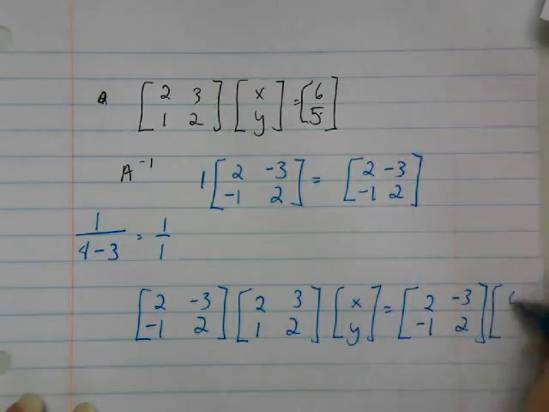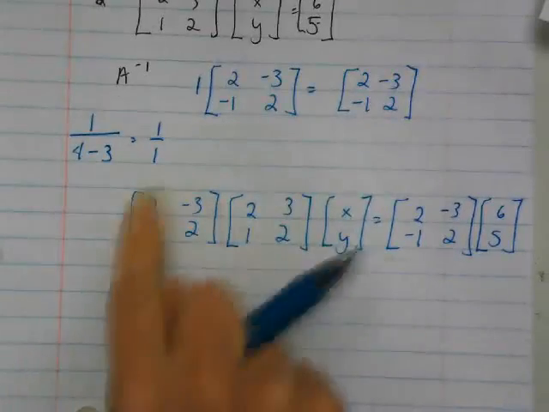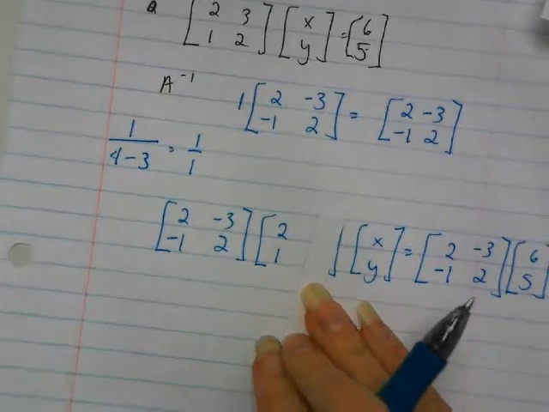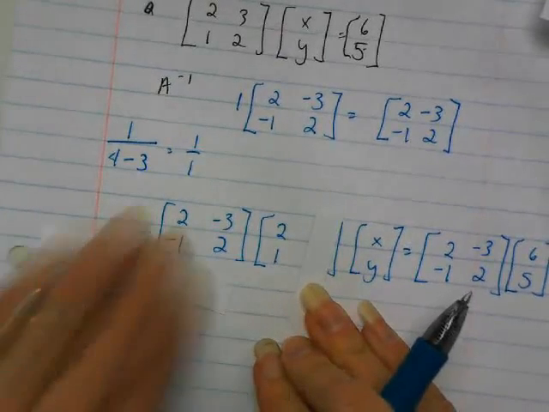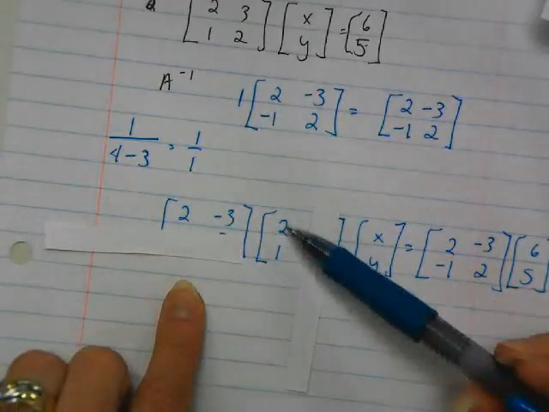Okay, if you don't believe me, you could go ahead and multiply those. In fact, we can go ahead and do that together if you'd like, just to prove to yourself that it works. So row 1, column 1. I have 2 times 2 is 4, 4 minus 3 is 1.